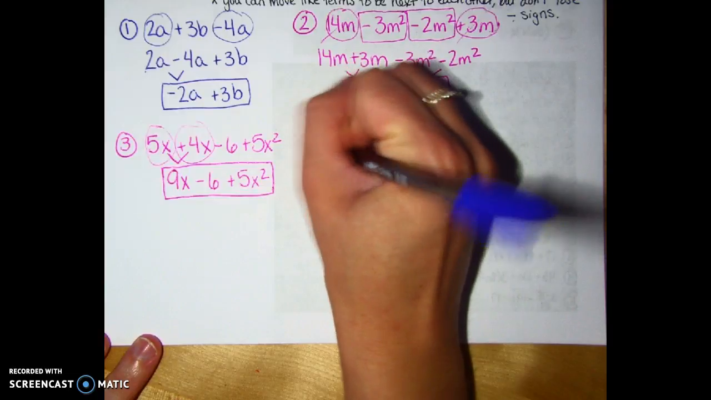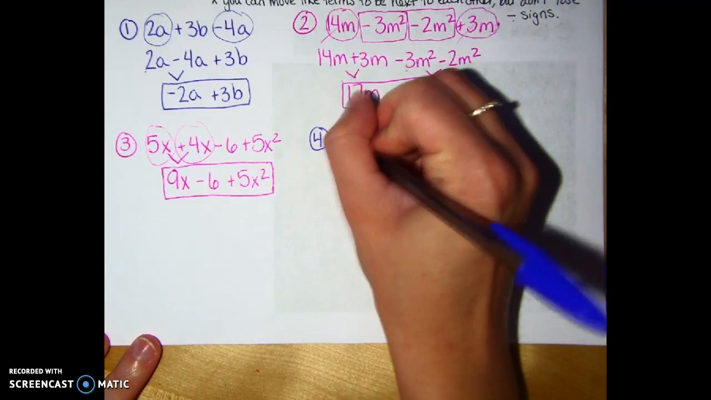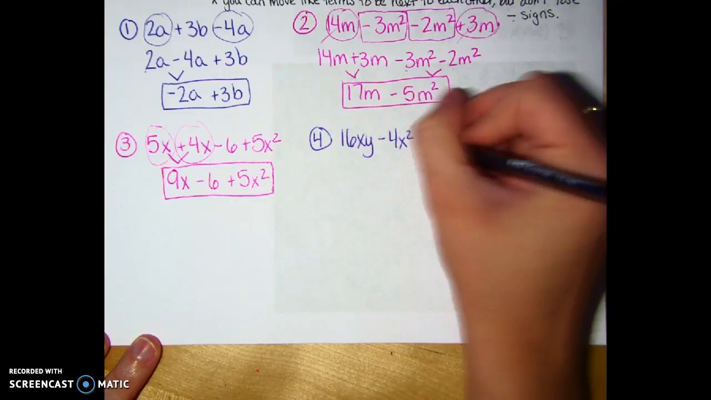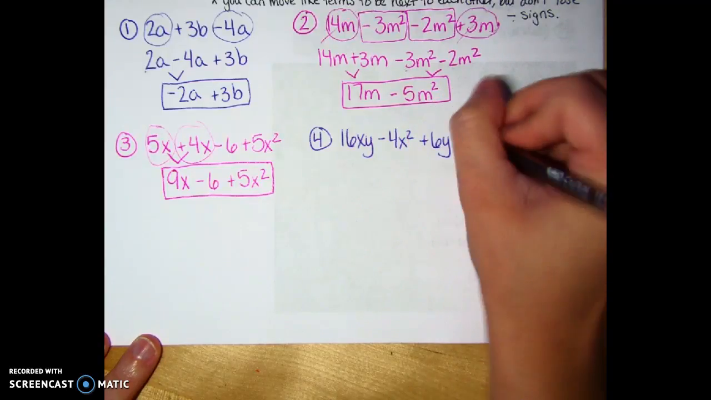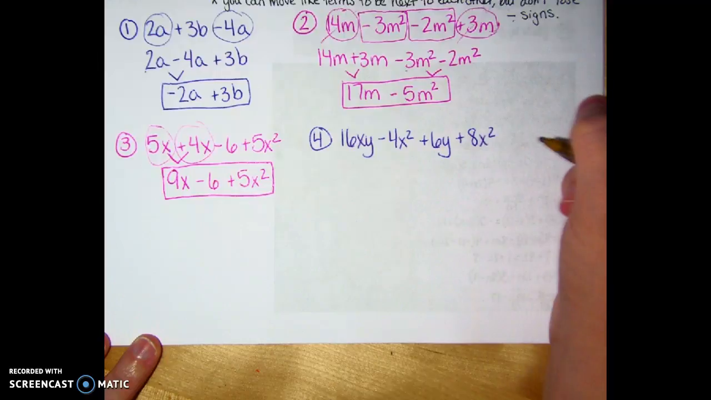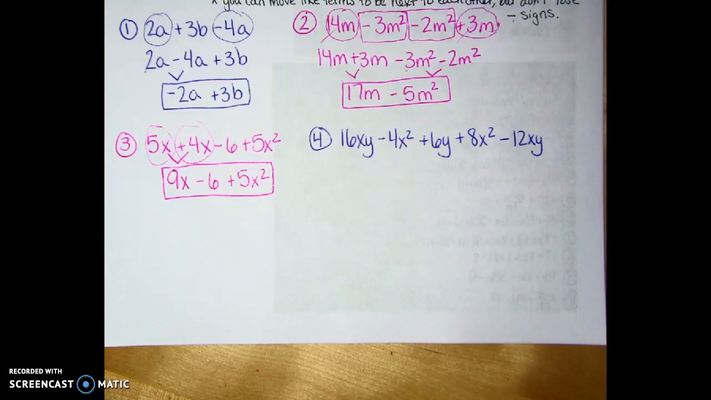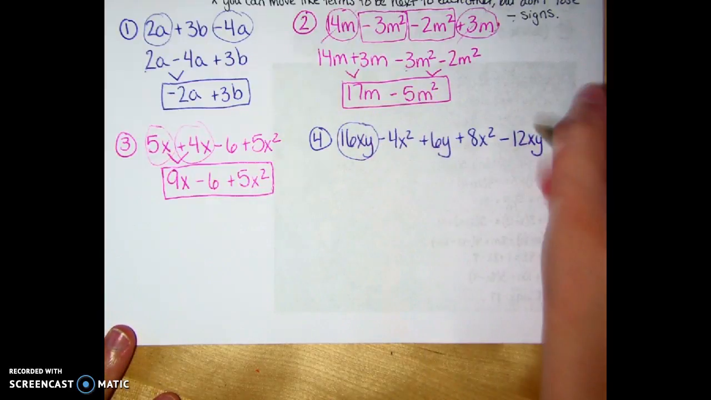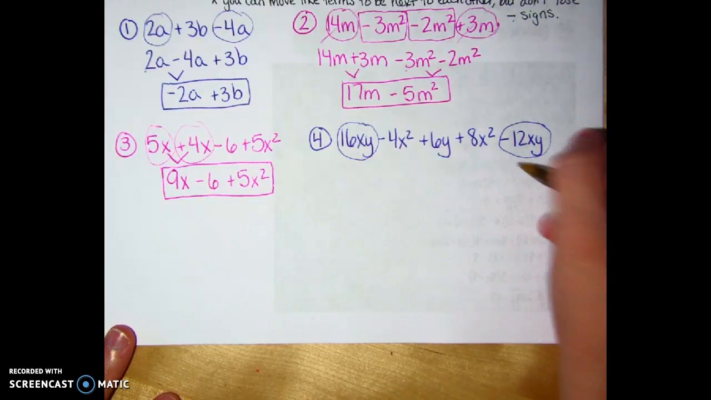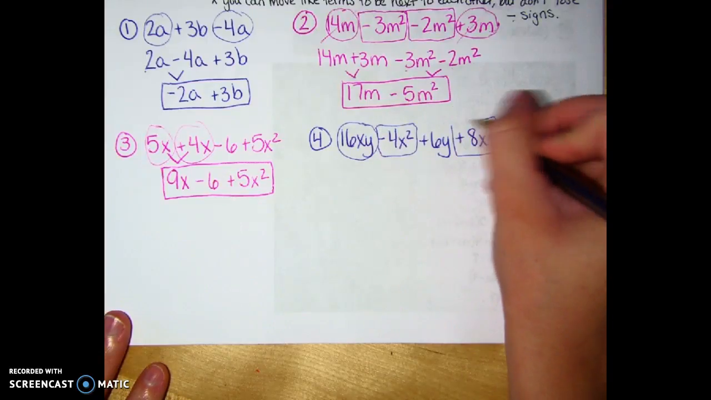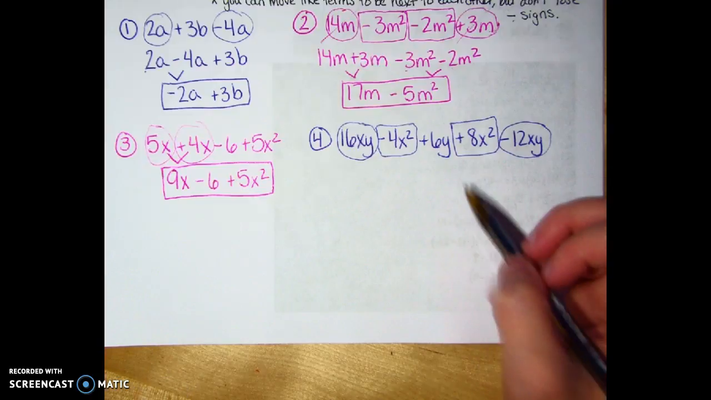Okay, last example that I'm doing with you is 16xy minus 4x squared plus 6y plus 8x squared minus 12xy. And if you want to, you can pause this and try this one on your own. That's fine too. Okay, I'm going to circle like terms. So I have an xy there and an xy there. Don't forget the negative sign. I have an x squared and another x squared. Y does not have a like term, so it's just by itself.